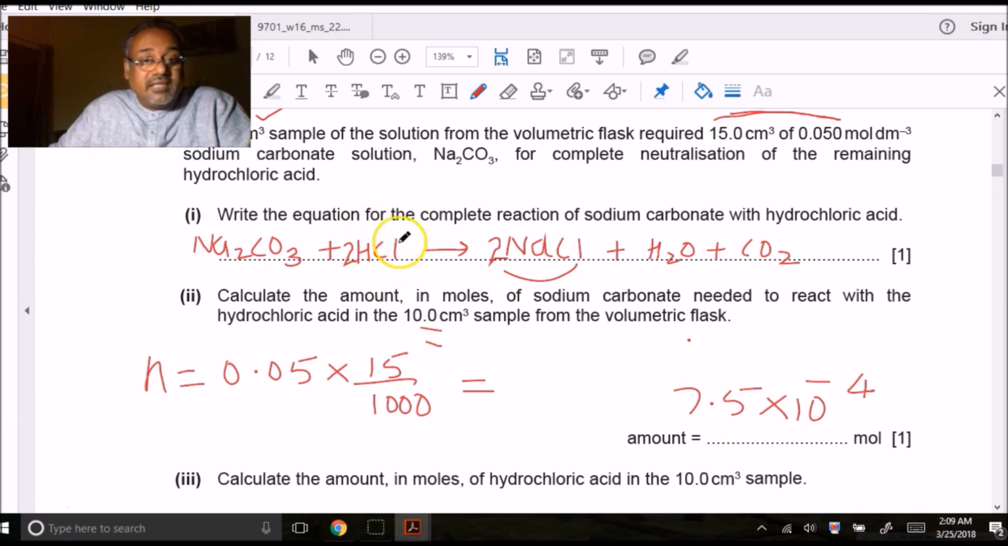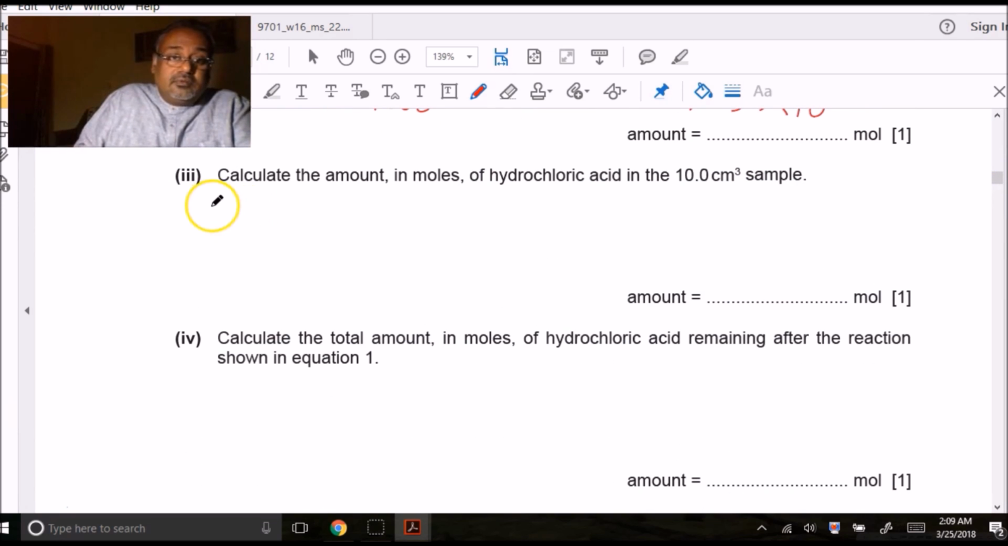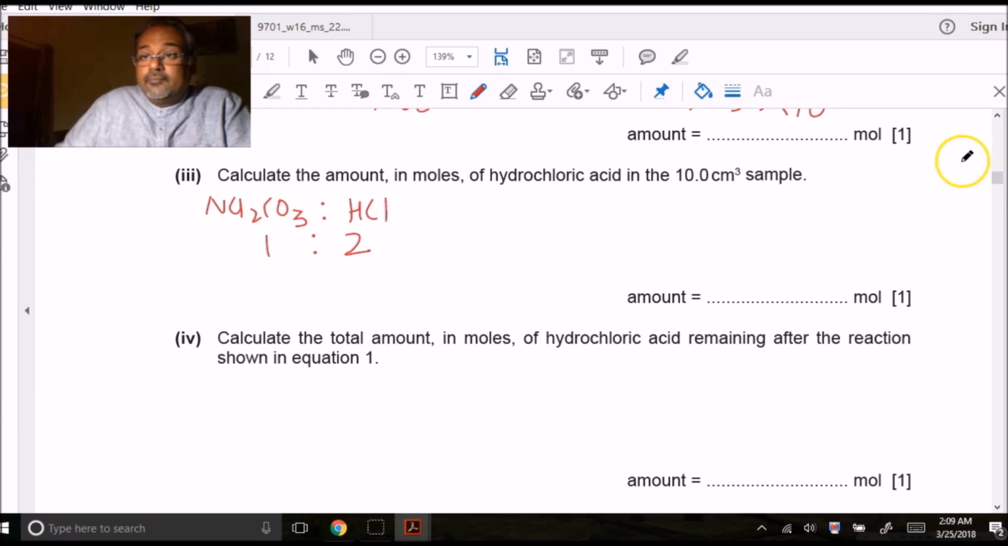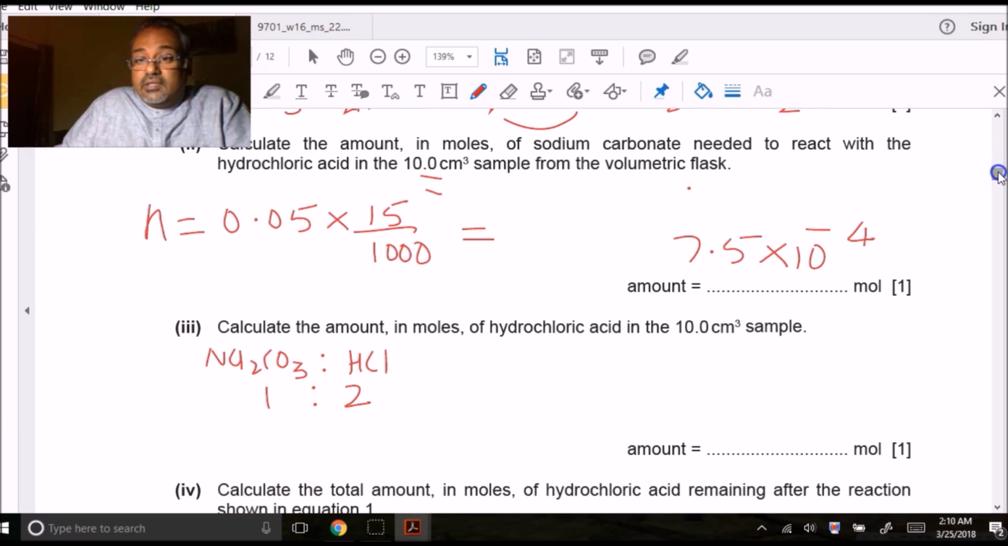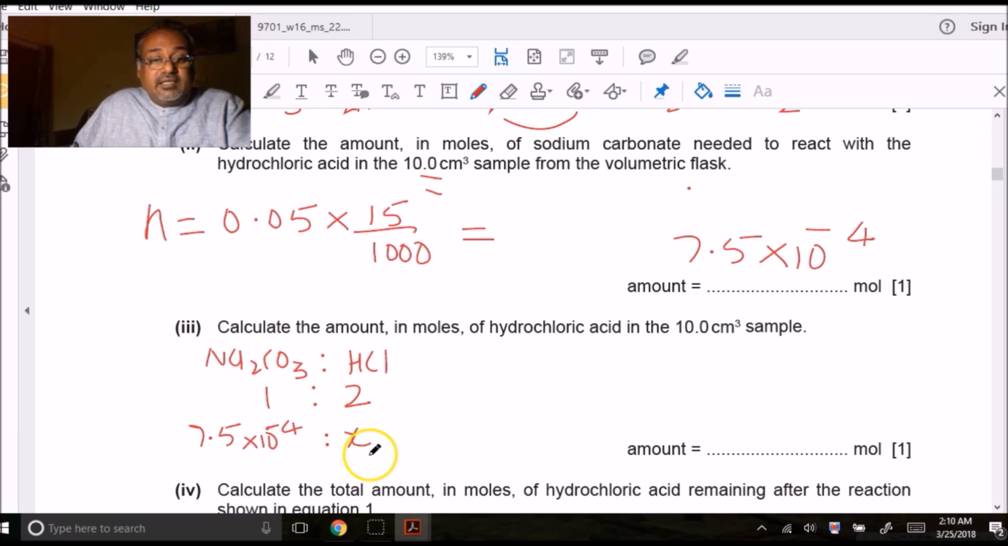I need to find how much acid was there. So I'm going to use that mole ratio. I have moles of sodium carbonate to moles of hydrochloric acid. From the previous question, I know it's 1:2. We also know that the moles of sodium carbonate is 7.5 × 10^-4. I'm going to take that information, and that's basically the unknown.